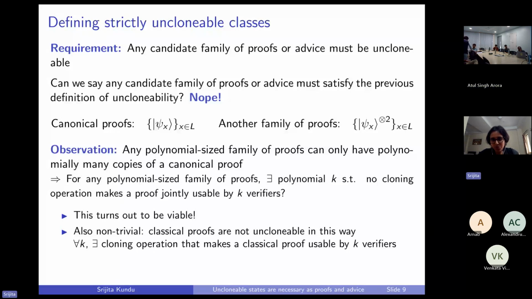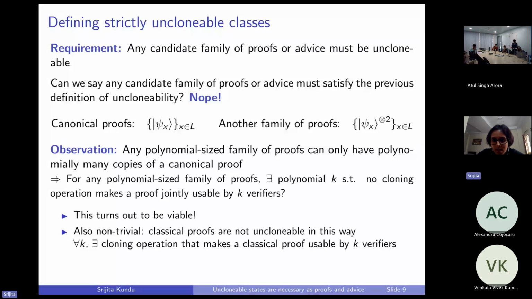Okay, suppose the canonical proof is n qubits, and suppose the canonical proof is the only possible proof, in the sense that if a verifier solves the problem with some proof, then it has to be psi x, and it has to be n qubits. Suppose you have some m times n qubit family of proofs. If you just take k equal to m plus 1, then m plus 1 verifiers should not be able to solve the problem with this if the state psi x is unclonable.